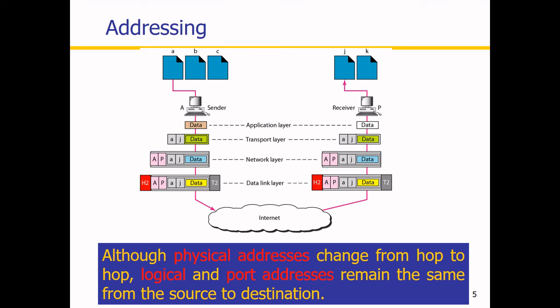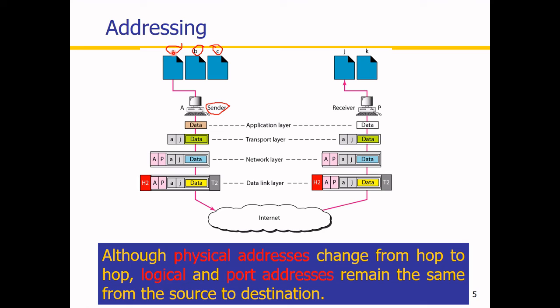So let's just quickly review what we just learned. A sender device can have multiple processes running. So here you have processes A, B, and C running within the sender A, and the receiver P has processes J and K running, okay?